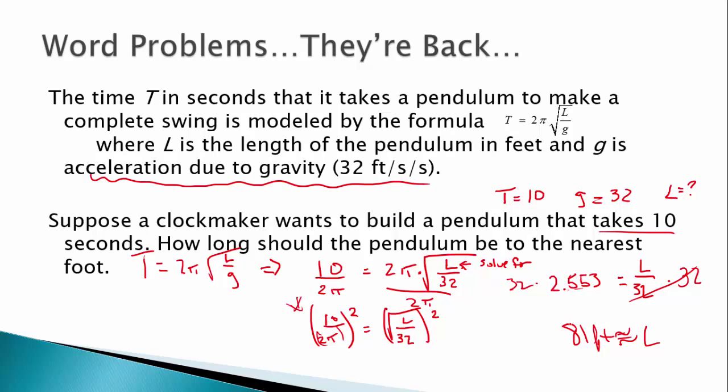Which I guess makes sense if you think about pendulums like a grandfather clock, if anybody's seen one of those. That's not nearly as long as 81 feet, those pendulums, but it doesn't take 10 whole seconds to swing. It takes a much shorter period of time. Okay? So that's the answer. That would be a very large pendulum, but it would take 10 seconds to swing completely back and forth.